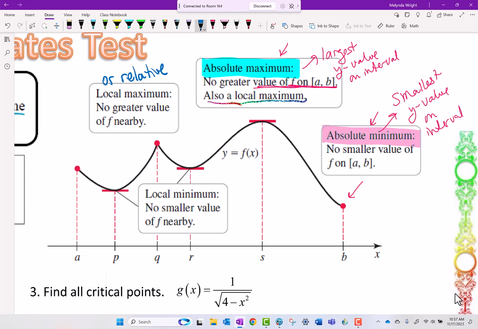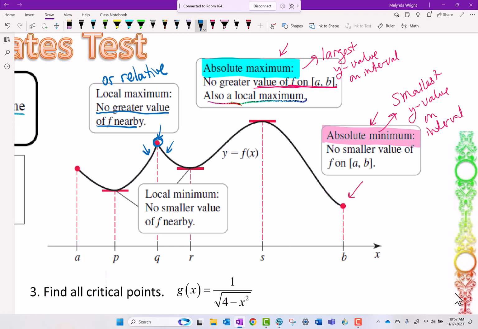Basically, the best way I can think to explain it is it's kind of like mountain tops and valleys. If you're standing right here on the top of the mountain, you are at the highest point in this general area. If you look to your left, you see something lower. If you look to your right, you see something lower. It's the greatest value nearby. There isn't any bigger value of y or of f nearby. That is a local or relative maximum.